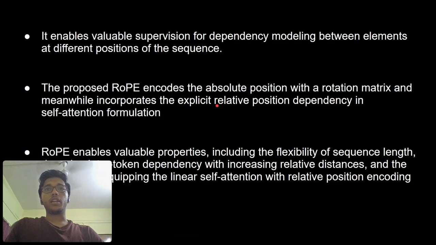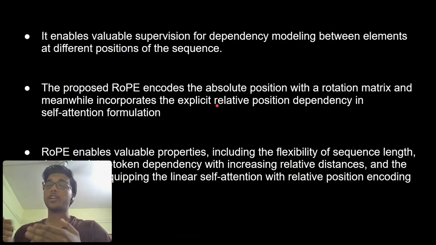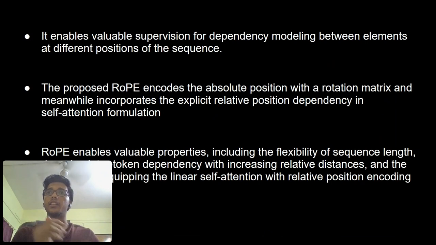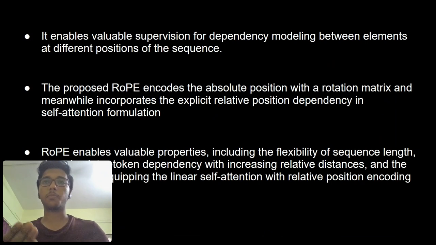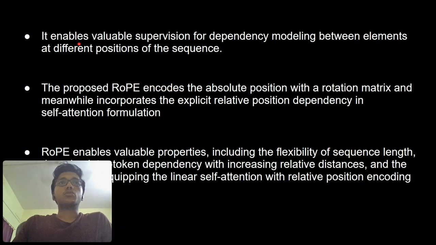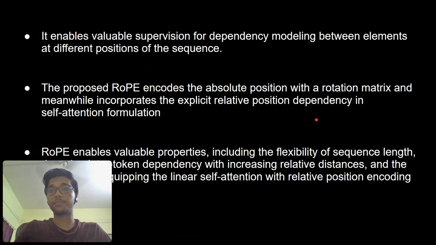We would be going through what the abstract of the paper is, then what recent work has been done in the field of position embeddings, and then exploring more of the paper. So what the abstract says is that it enables valuable supervision for dependency modeling between elements at different positions of the sequence. The proposed RoPE encodes the absolute position with a rotation matrix and meanwhile incorporates the explicit relative position dependency.